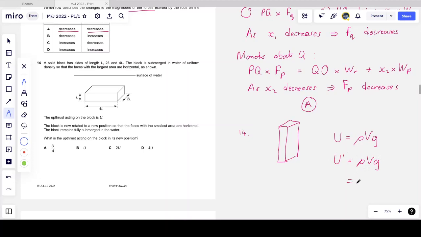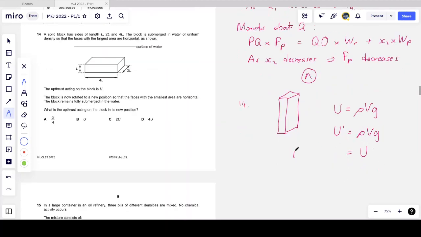Nothing has changed. No densities have changed. The volume of the object and the volume of water displaced hasn't changed. And so the upthrust doesn't change. Maybe a little bit of a trick question, but the answer there is B. All I really needed to know was the definition of upthrust. How do we define upthrust? Rho V g. So just be careful with trying some mathematics. They try to catch you out with the 2's and 4's and some mathematics, but it doesn't change what the upthrust is, and the upthrust remains constant.